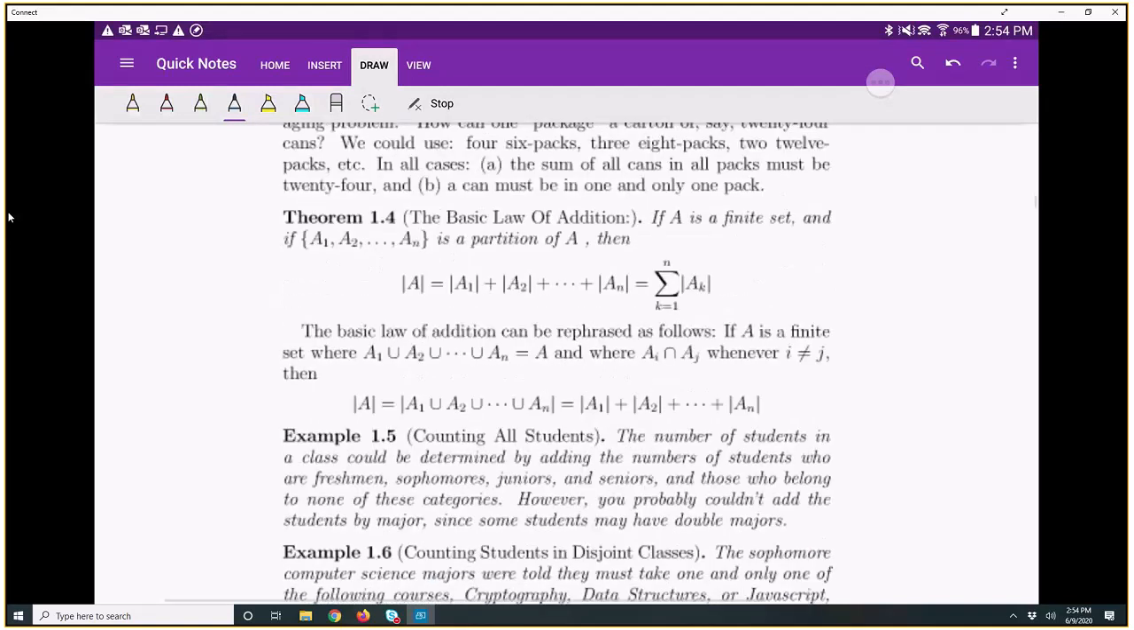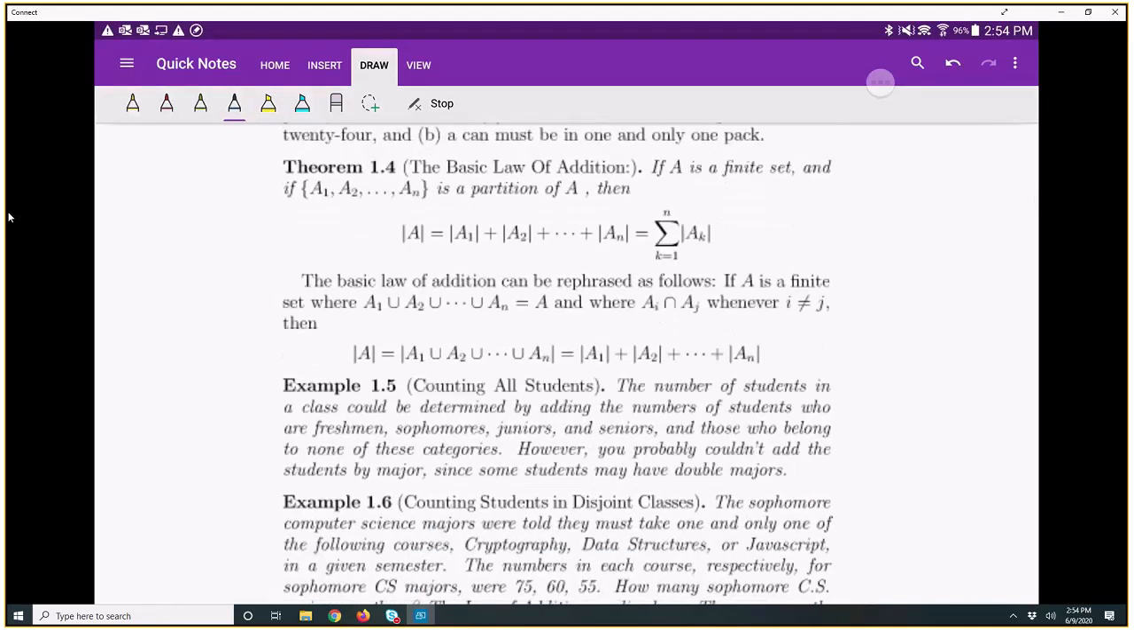Now this brings us to the law of addition. If A is a finite set, and if we have a partition of A, such as you see here, A1, A2 up to An, then the cardinality of A will be the sum of the cardinalities of these subsets.